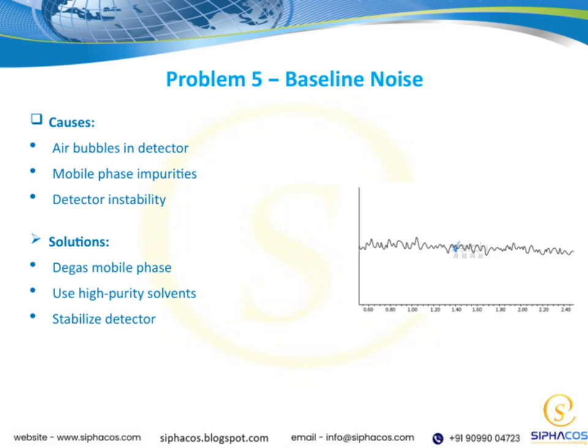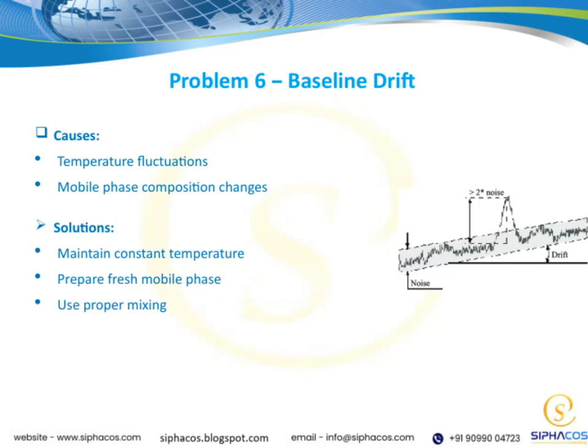Let's talk about problem 6, which is baseline drift. This is a common issue in chromatography, and understanding its causes is key to managing it effectively. One major cause is temperature fluctuations. When the temperature isn't stable, it can lead to changes in the detector response, causing the baseline to shift. Another cause is changes in the mobile phase composition. Variations here can also impact the baseline, making it appear unstable or drifting over time.